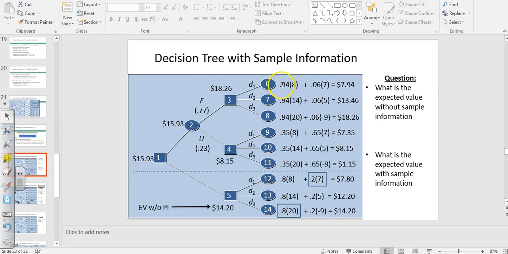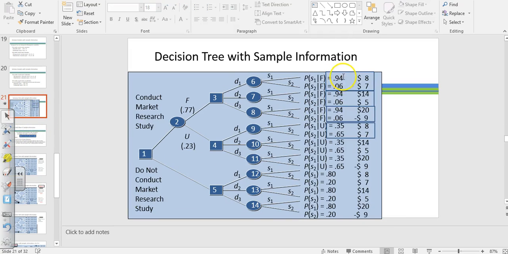And what they're doing is they're just doing the expected value with the new percentages. 0.94 and 0.06. So just to show you, I guess we can do a little bit of writing here. We're going to do 0.94 times 8. We're going to do 0.06 times $7. And then we add them together, and we get a whole number.